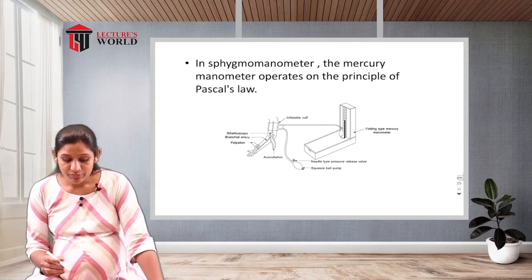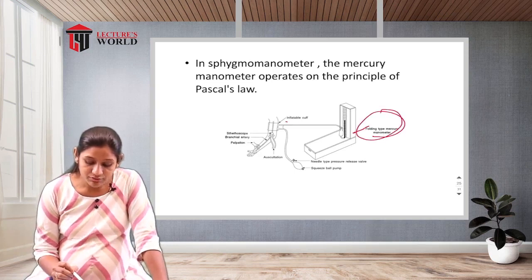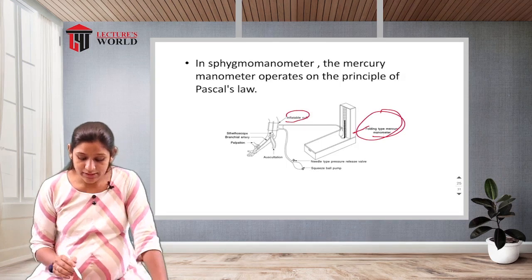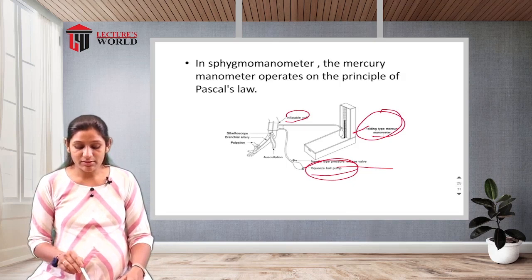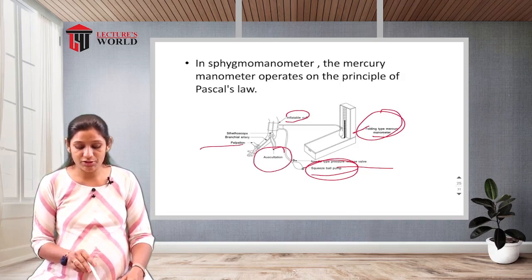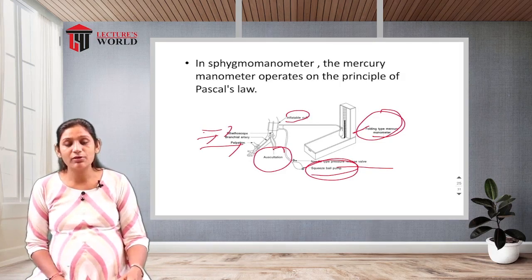Next one here, this is the sphygmomanometer. This is the folding of the mercury manometer. This is the inflatable cuff. This is the needle type pressure gauge, related to the squeeze ball pump. This is auscultation and palpation of the brachial artery, and the stethoscope which is used with the sphygmomanometer.